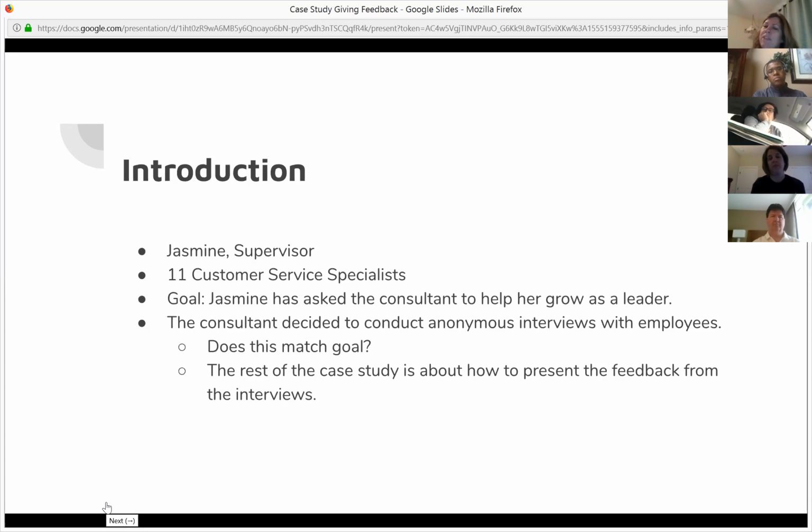The consultant has decided to conduct anonymous interviews with all the employees and then to give her feedback. And we thought maybe this was the gotcha. There was a gotcha on a previous case study. Is this the gotcha? The consultant has decided to do this, and then the rest of the case study basically is how then he'll decide to present that feedback to her. Well, that's just one small part of what she's asked for. She's asked to grow and develop as a leader. So we thought that was interesting.